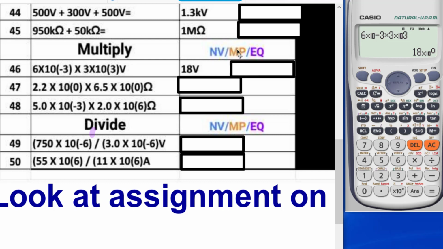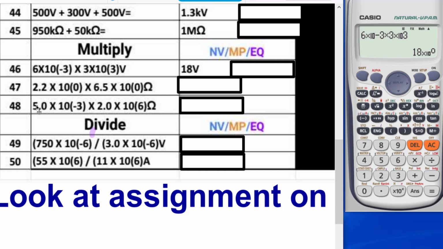Now notice here it's asking for metric prefix. My numerical value being the 18. Metric prefix, well there isn't one this time, an electrical quantity of volts. But since it's asking for metric prefix, there isn't one. So it's just 18 volts.